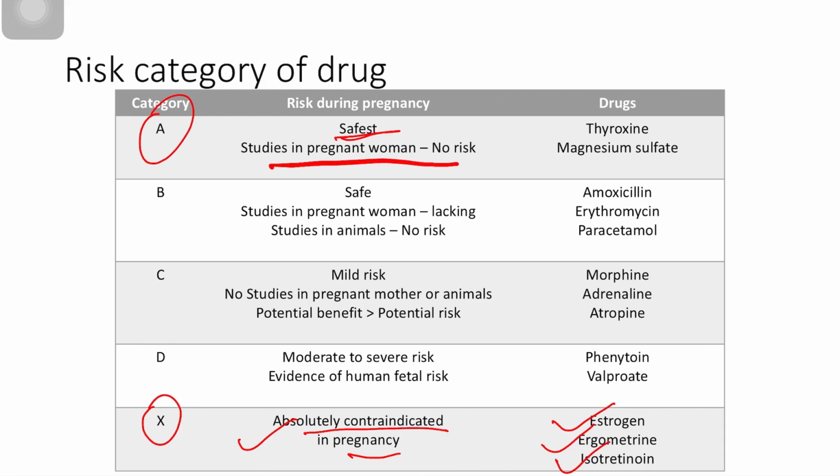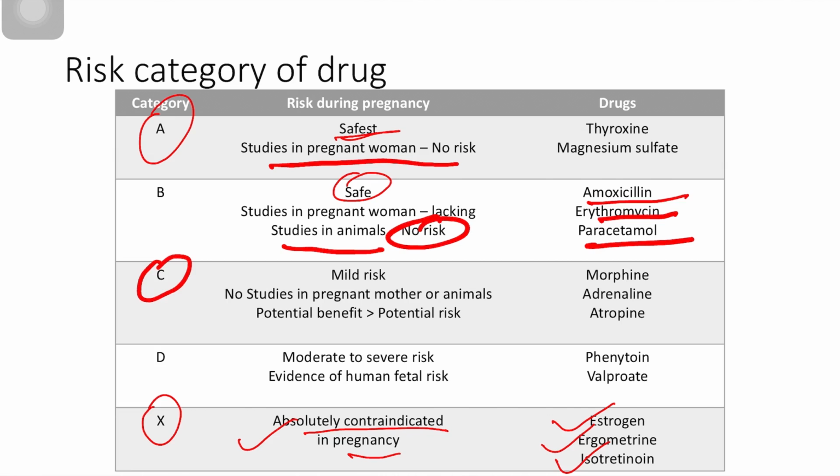Then there are few drugs which are comparatively safer. For example, B category, where antibiotics like amoxicillin, erythromycin, and paracetamol, where studies have been done in animals, and in animals no risk has been found. In category C, they have a mild risk, where there are no studies in pregnant mothers, but benefit is greater than the risk. So sometimes the doctor takes the decision depending upon the risk-benefit ratio.